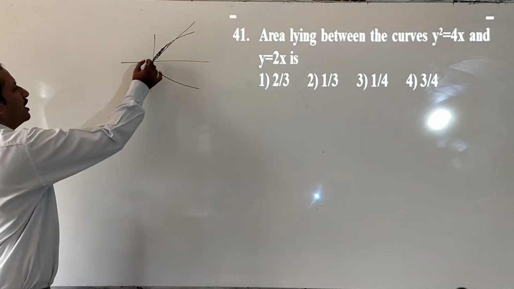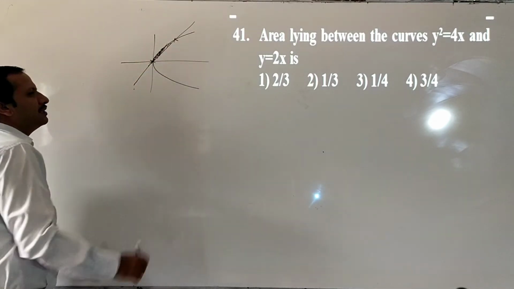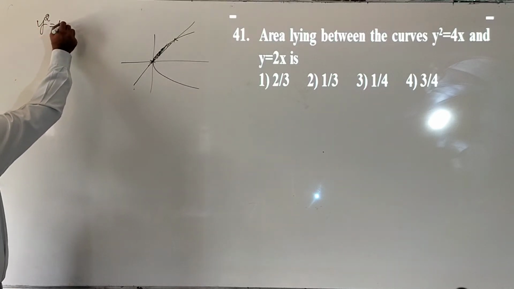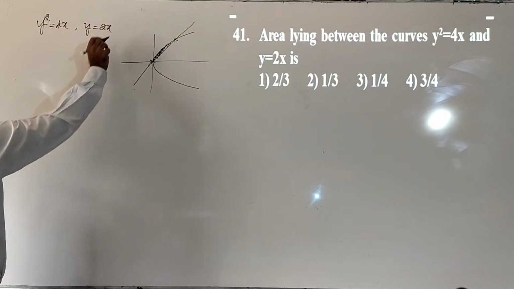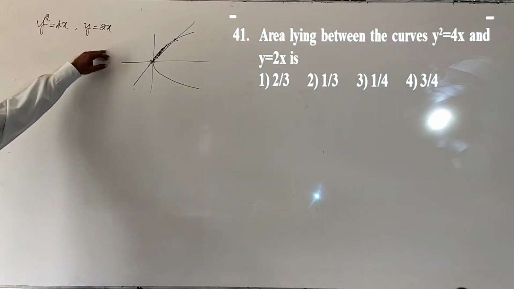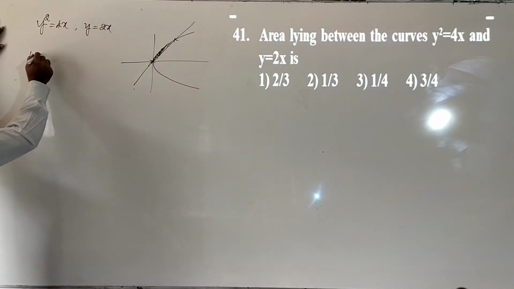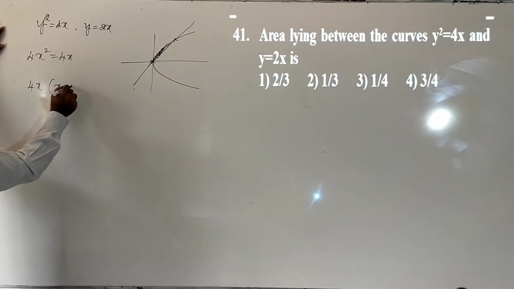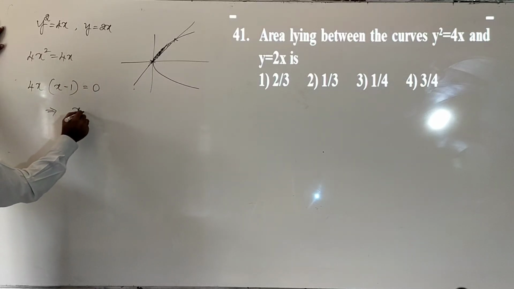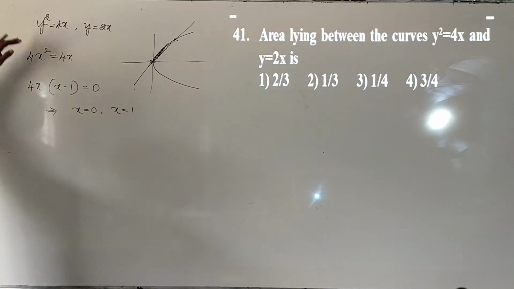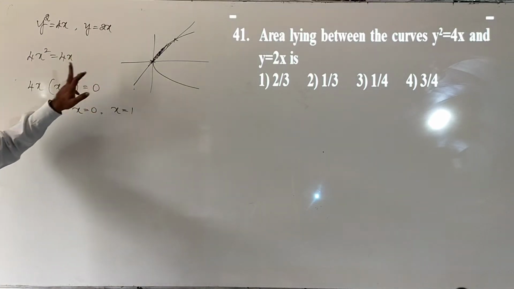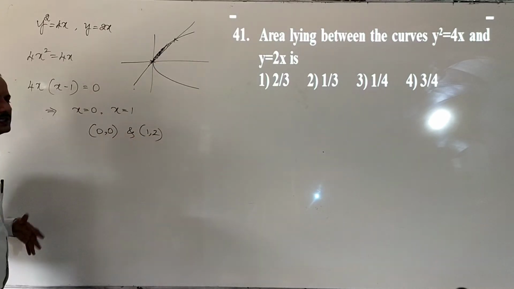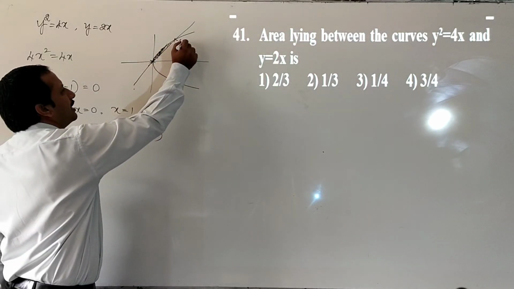For that, we need the point of intersection. One point is the obvious point, which is the origin. What is the other point that we shall find out? We shall solve these two equations. Y square is equal to 4x, y is equal to 2x. In this equation, I will substitute y is equal to 2x. So that will give you 4x square is equal to 4x. So bring it this side. 4x into x minus 1 equal to 0, which implies either x equal to 0 or x equal to 1. X equal to 0 means y is also 0. When x equal to 1, y is 2. So 0, 0 and 1, 2 are the points of intersection. 0, 0 is the obvious one. This point is 1, 2.